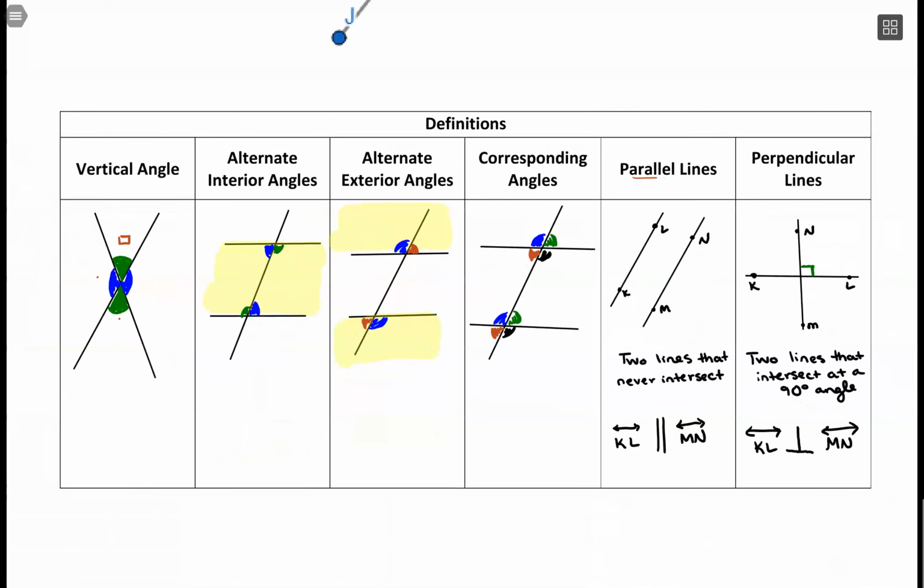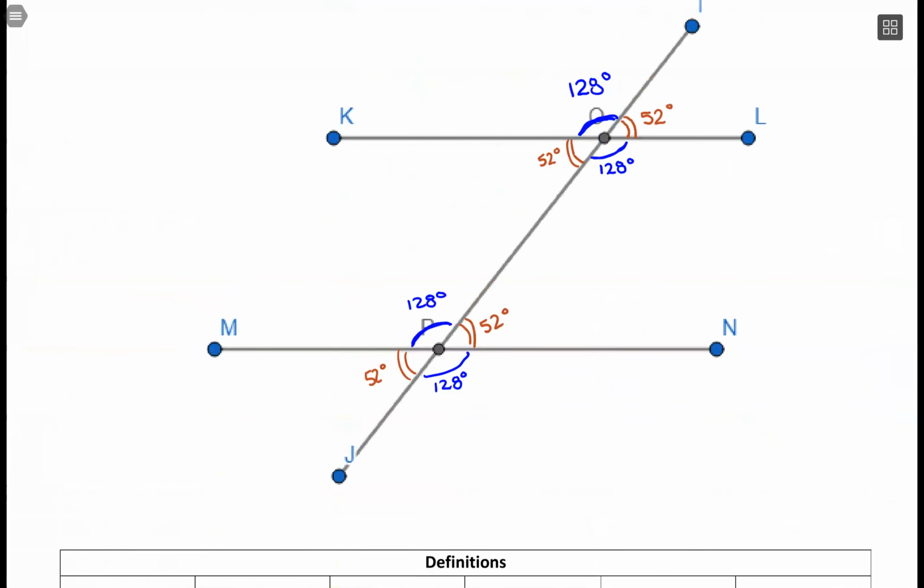Seeing that show up in our picture above, it would be like looking at our 128 in the upper left, 128 in the upper left, 52 in the lower left, upper right, lower right, lower right. It's just using how they line up with each other, and those measurements will be the same.